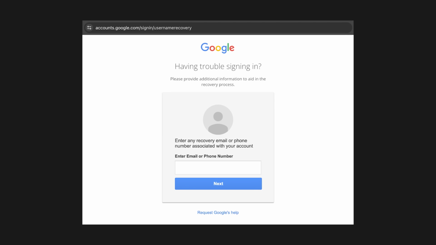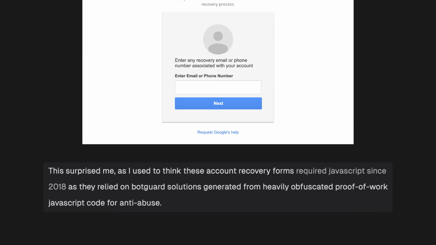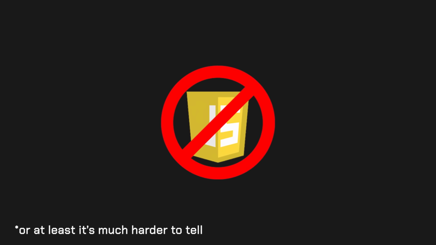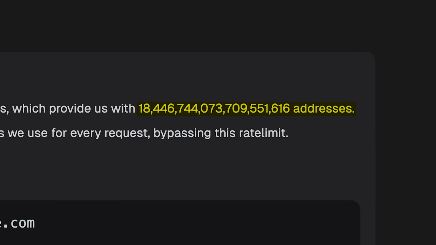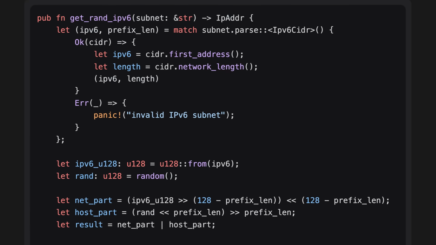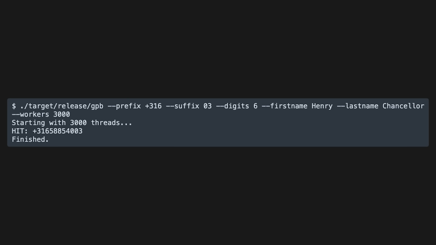The first discovery that made this possible was that Google has a version of their password reset form that works without JavaScript. This is important because anti-bot solutions are heavily reliant on JavaScript in order to work. Without JavaScript, Google doesn't know whether it's dealing with a bot or an actual human. In order to bypass IP rate limiting, Bruteforcing registered a hell of a lot of IP addresses and wrote a script to cycle the IP for each request. And it worked. Here, he brute forced the phone number for the account named Henry Chancellor.